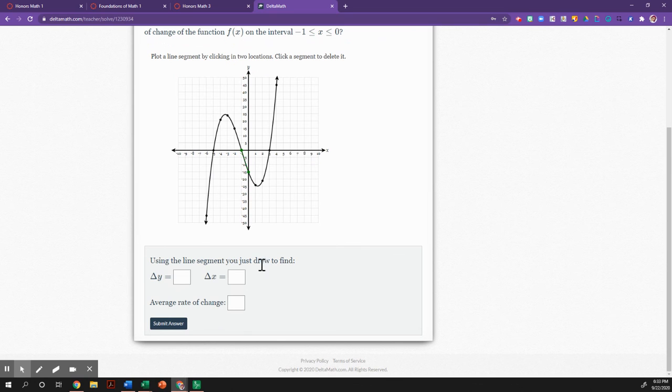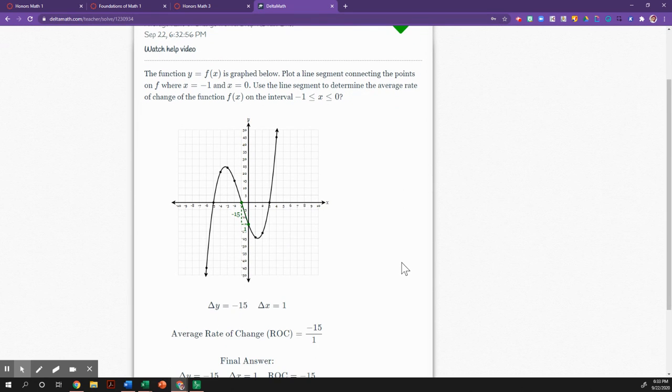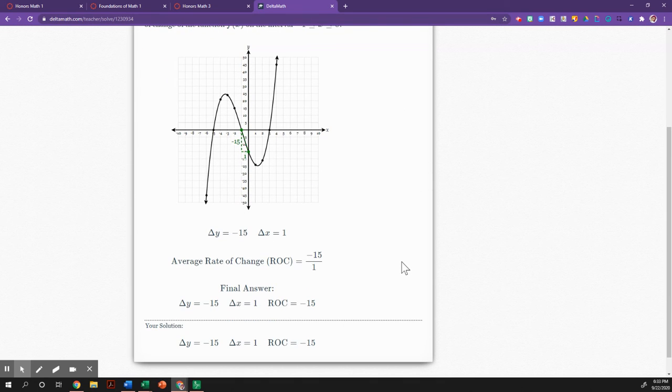My change in y: I go down 5, 10, 15. So I went down 15. If I went down 15 and I went over 1, then -15 divided by 1 is -15. Submit my answer. Yes, there we go. So I feel better about that. It's easy to make a mistake, and there's nothing wrong with that, but I think you've got the idea.